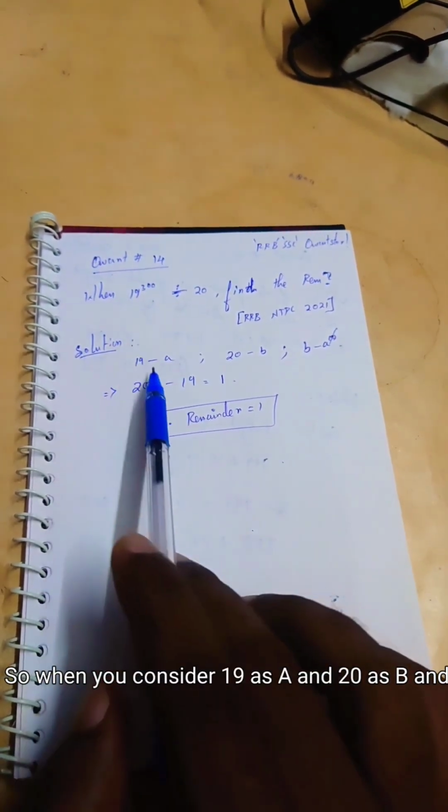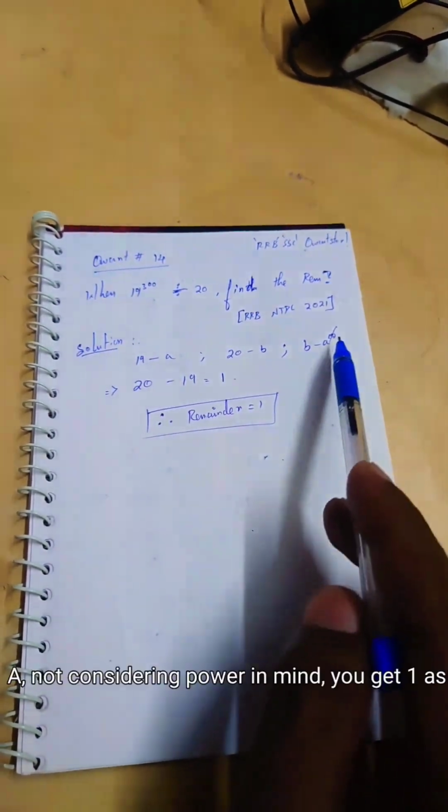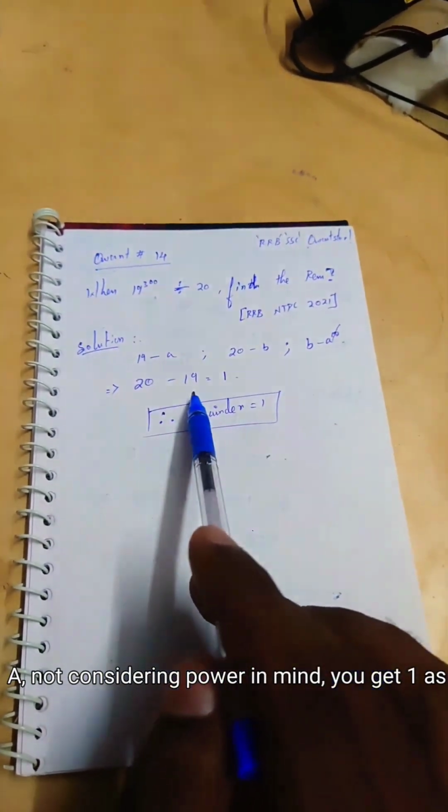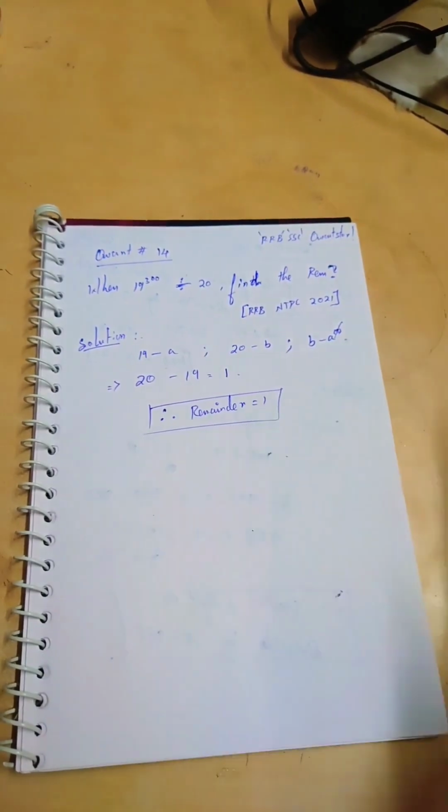So when you consider 19 as A and 20 as B, and subtract 20 minus 19, which is B minus A, not considering the power, you get 1 as remainder, which is 20 minus 19 equals 1. Therefore, the remainder is 1.